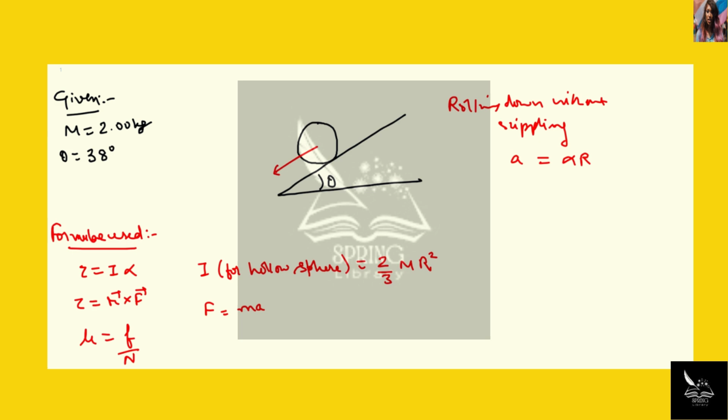So we have this mg force which is downward due to gravity, and this mg cos θ which is the normal force. So this is our normal force, and the downward force is mg sin θ which is causing the acceleration. The frictional force which is acting on this sphere is, let's say, F. So we have N equals mg cos θ, and mg sin θ minus frictional force equals ma.